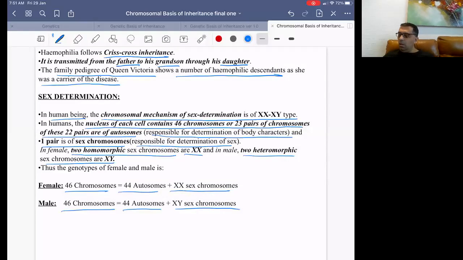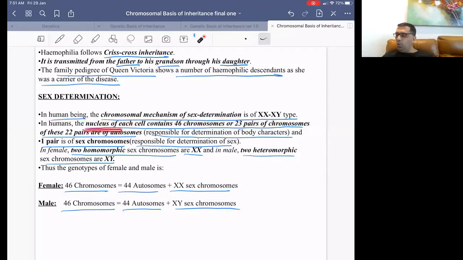Now that we have understood color blindness, hemophilia, X-linked disease, hypertrichosis, and Y-linked disease, we will understand how sex determination takes place in living organisms. So how does sex determination take place? In human beings, the chromosomal mechanism of sex determination is XX-XY.